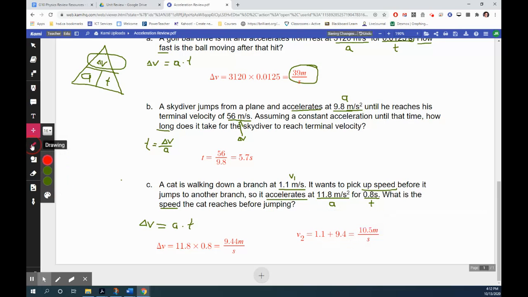So we have to be careful there, not just to accept this as our final answer, because it's not. We have to then add the initial, okay? The initial speed plus our change, right? Delta for change, and then we get our final answer of that.